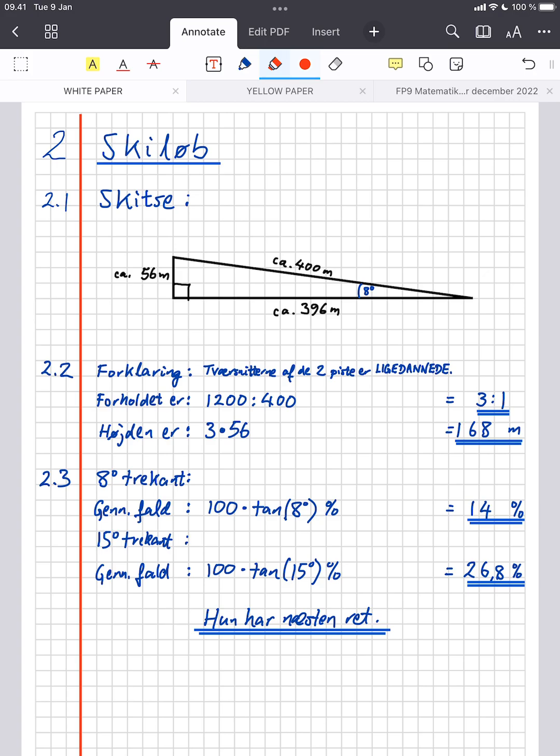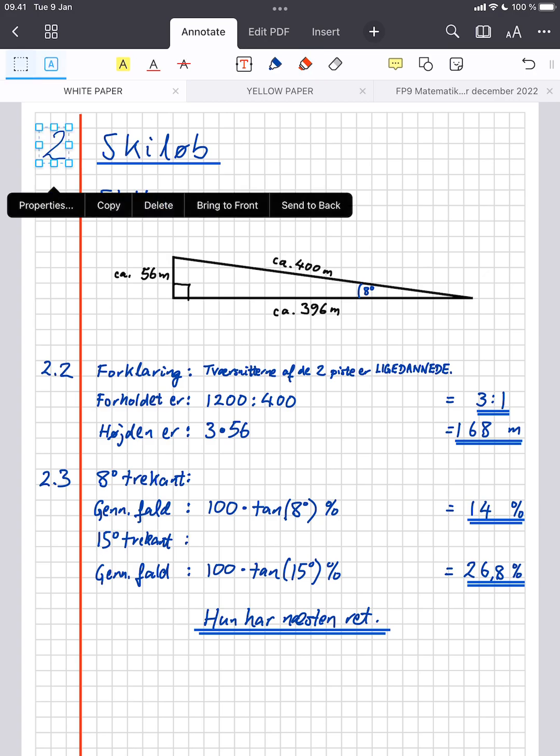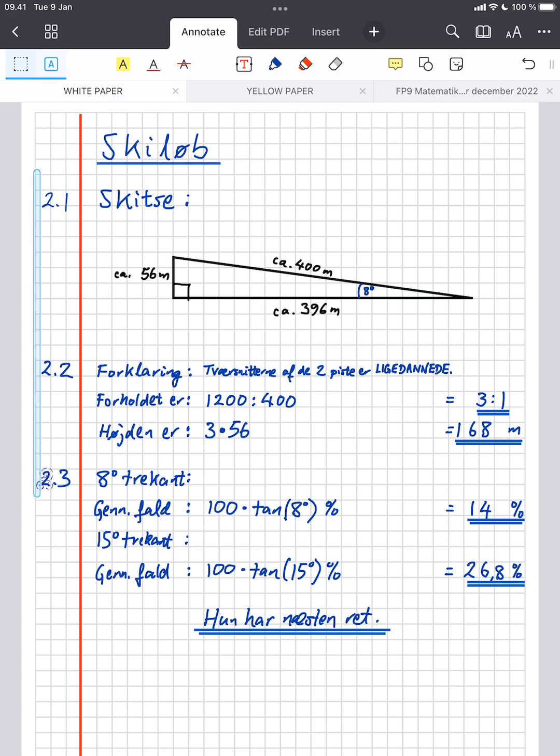Except, of course, for the fact that I've noticed just at the end here that I've labelled it all as question 2 when it is in fact question 3. So let's just fix that. Delete that and stick some 3s in there. There we go.